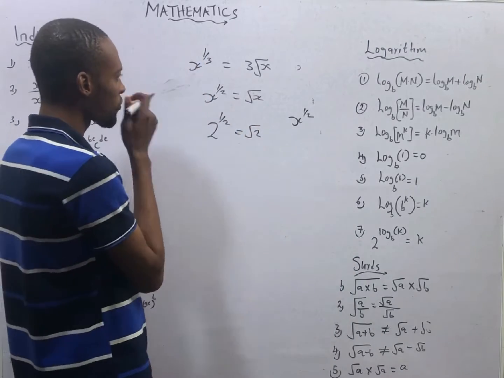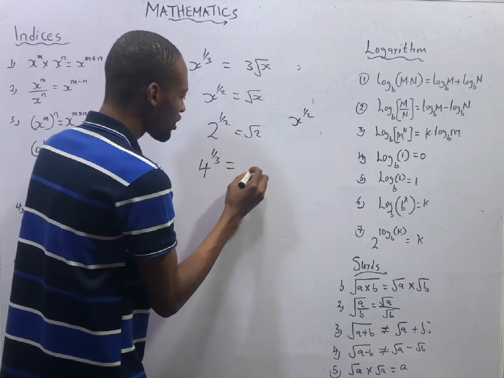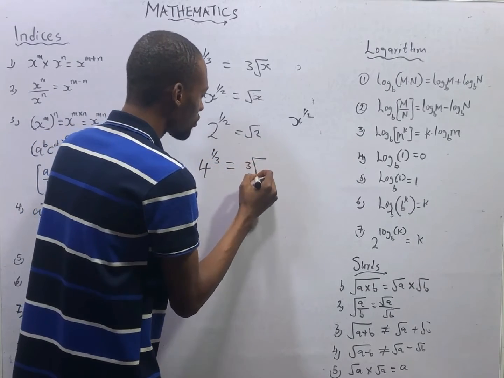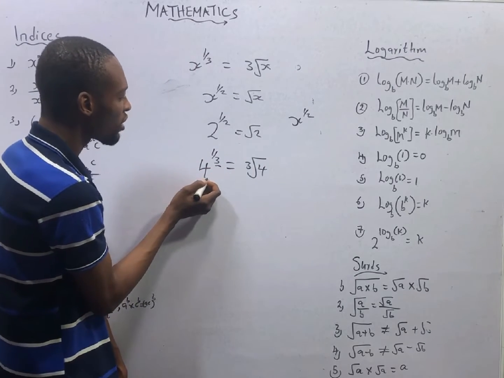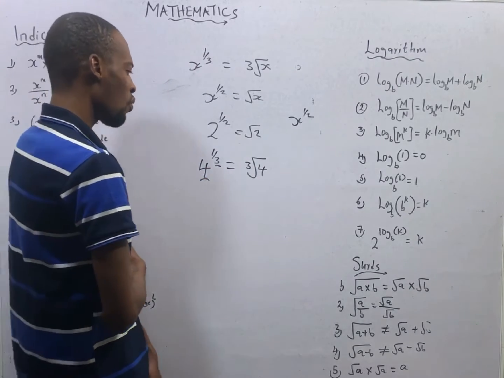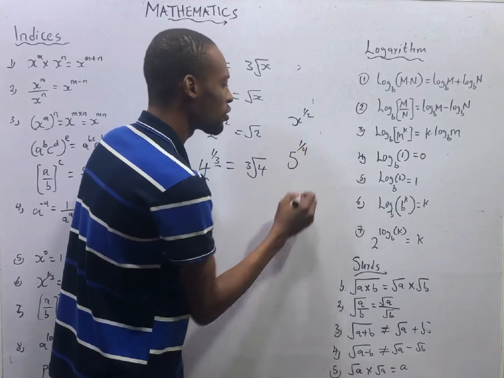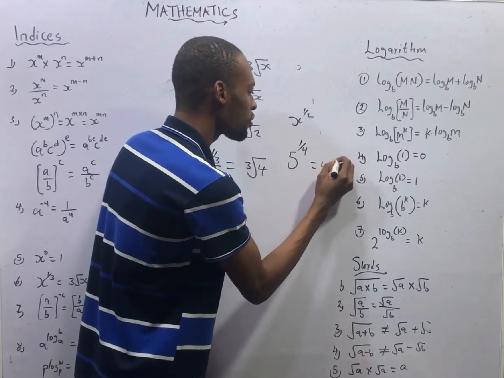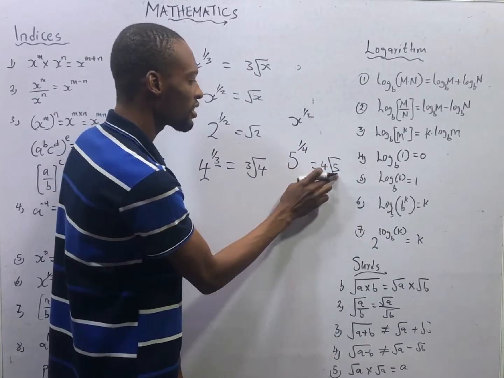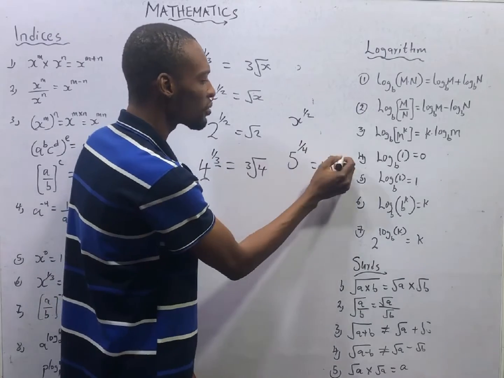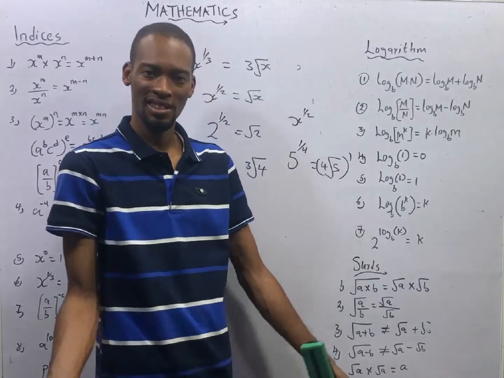If I say 4 raised to the power of 1 over 3, this is the same thing as cube root of 4. So the one at the bottom form the root, this one will be inside the square root. What if I say 5 raised to the power of 1 over 4? This is the same thing as the fourth root of 5. So this one will be here, this one will be inside here. Then the one at the top will be like this. But anything raised to the power of 1, the value remains the same.